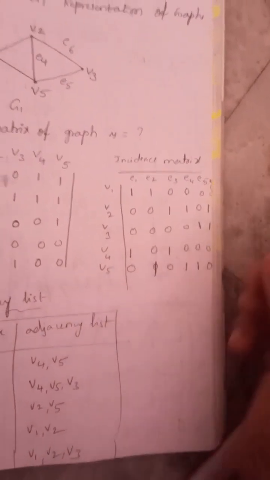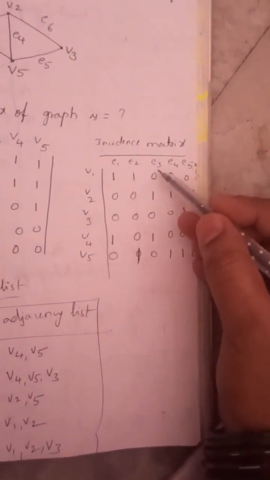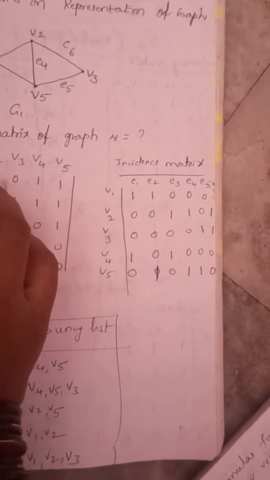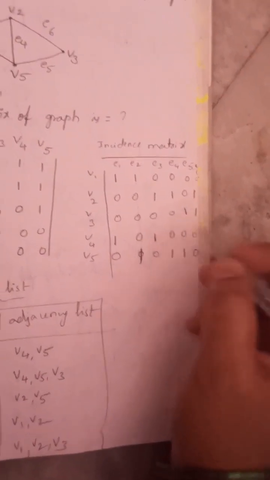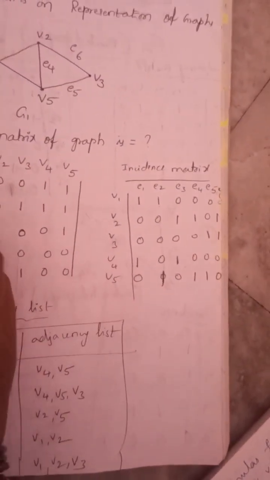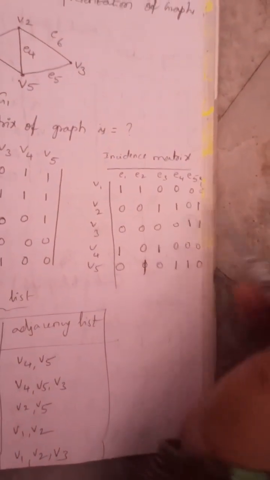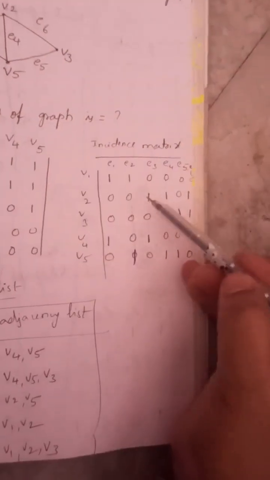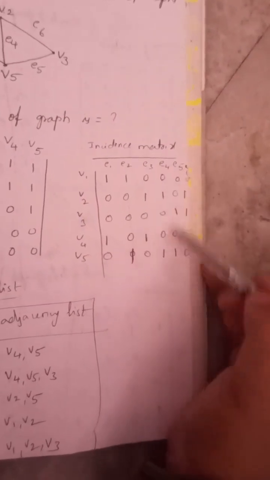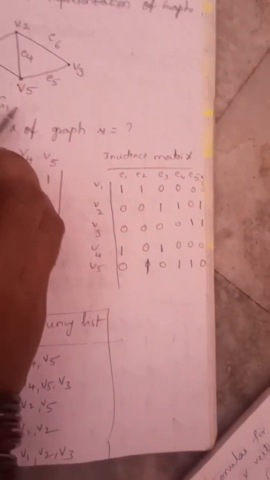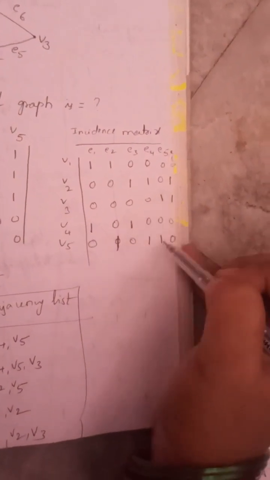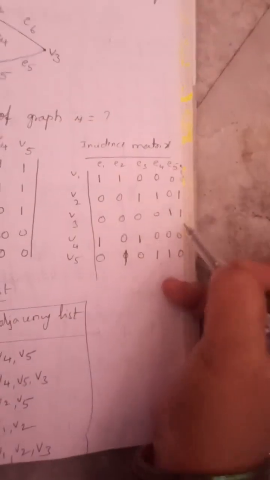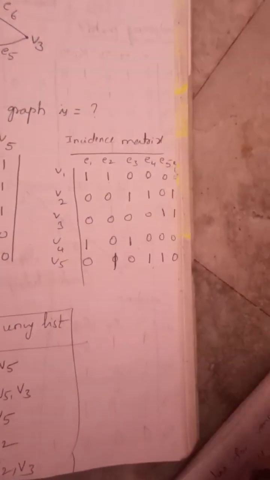In that way. And next, while taking E3, E3 contains V4 and V2. Here and here we will get 1 and 1. And in the case of E4, V2 and V5. V2 1 and V5 1, remaining all are 0. And in the case of E5, V5 and V3. And in the case of E6, V2 and V3, remaining all are 0. Likewise, we will get the incidence matrix.